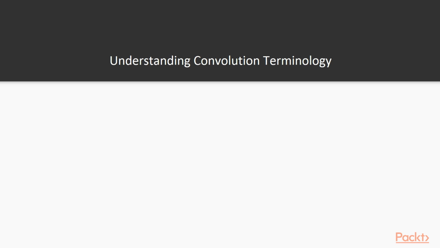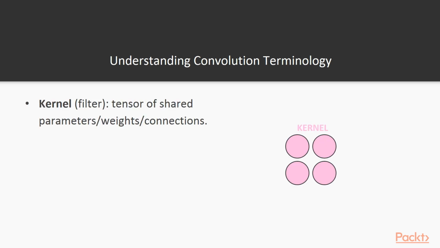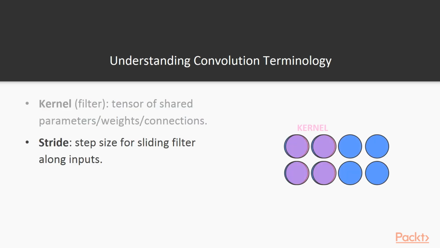So in the next slide we're going to go over the defining equation for convolution, but we'll need to cover some terminology first. As mentioned in the last slide, we will refer to the tensor of shared parameters as the kernel, also sometimes called the filter by TensorFlow. Recall how we slid the kernel in step sizes of 1 along the inputs in the previous slide? In jargon speak, we'd say that we are using a stride of 1. We could also choose a stride of 2 here, like so.